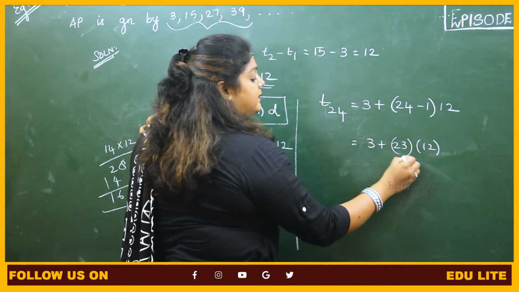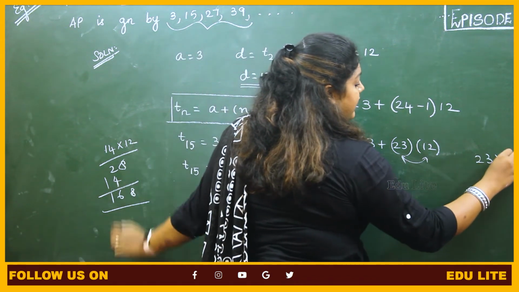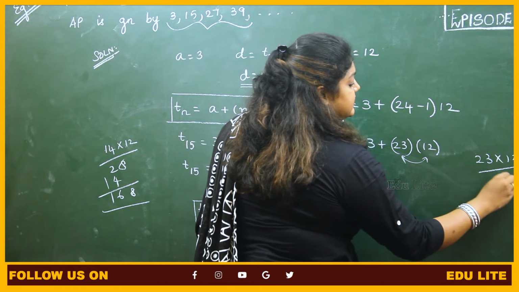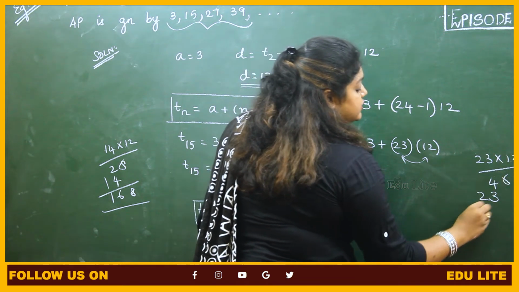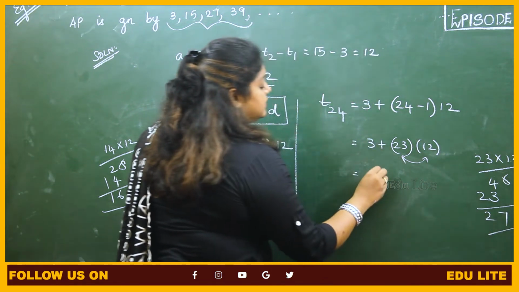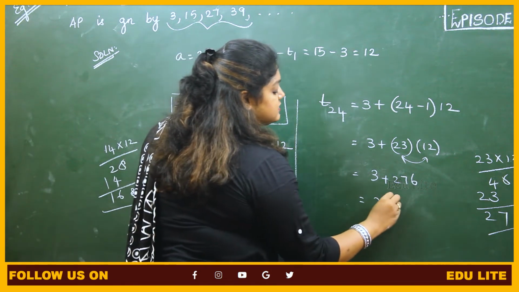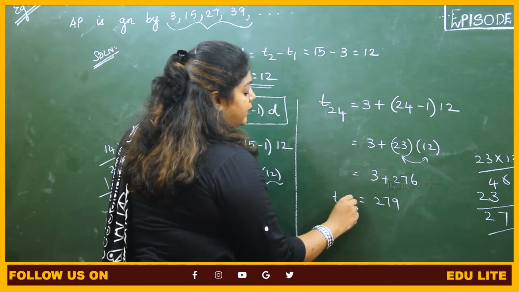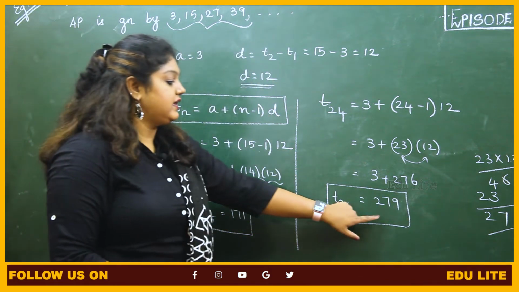First we have to multiply these two terms, then add it to 3. 23 into 12: 2 3s are 6, 2 2s are 4, 1 3s are 3, 1 into 2, 2, so 276. So, 3 plus 276, 276 plus 3 is 279. Therefore, the 24th term of the above sequence is 279.